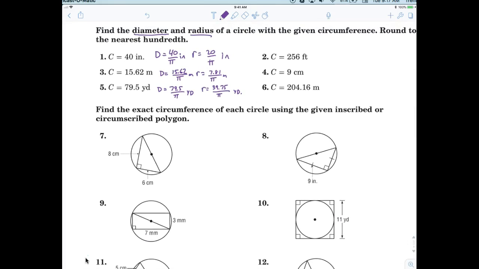Now, for the next part, it says find the exact circumference. Now, when they say exact circumference, they literally mean to leave what? Pi in the end. Everybody okay with that? Exact means you're not rounding. The only way you can multiply by pi is if you round pi. Everybody understand what I'm saying now for exact? So I say leave your answers in the exact form.